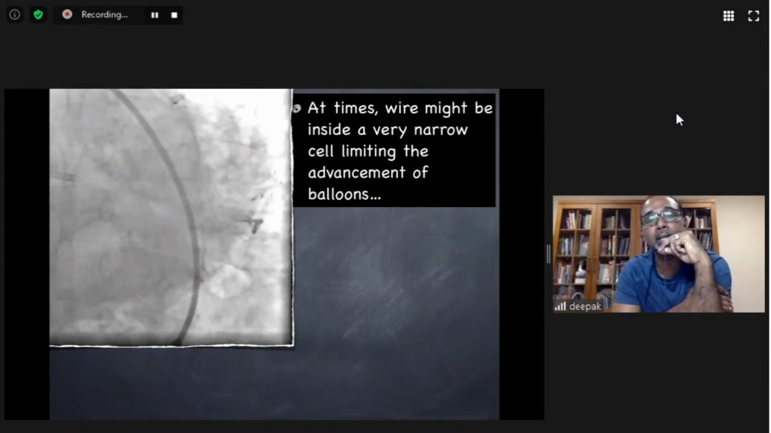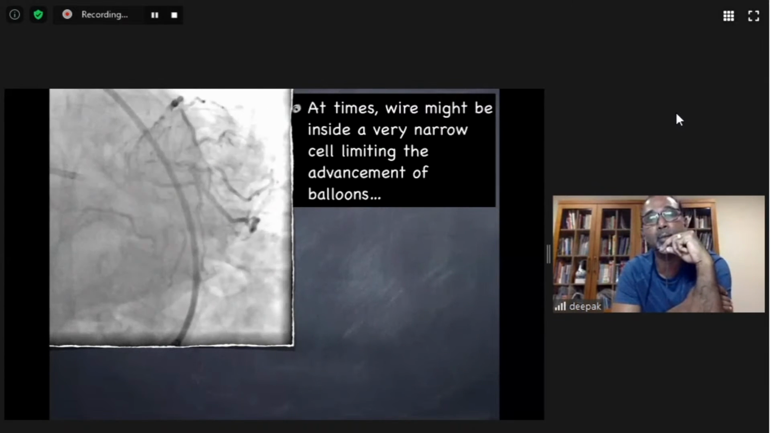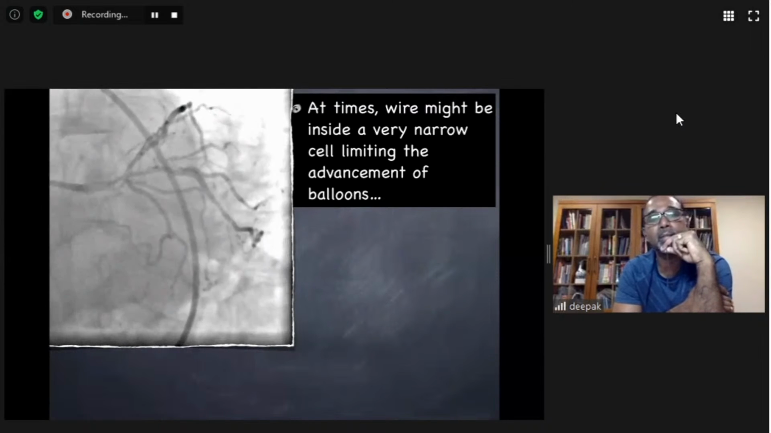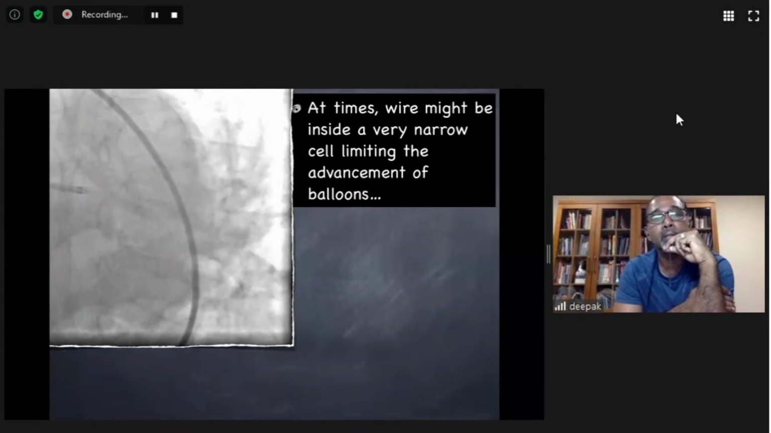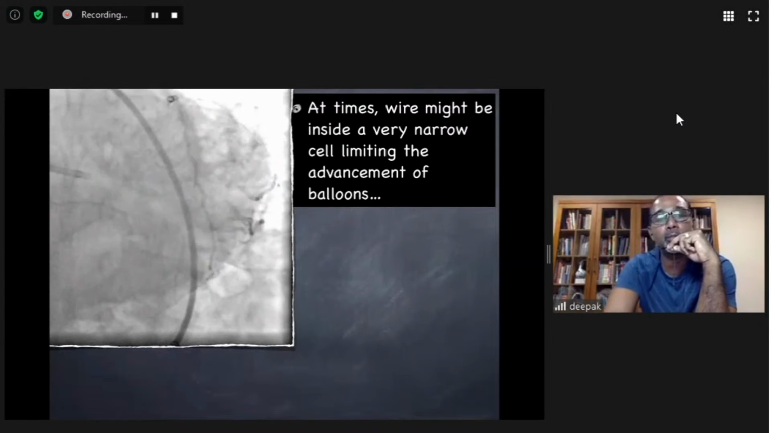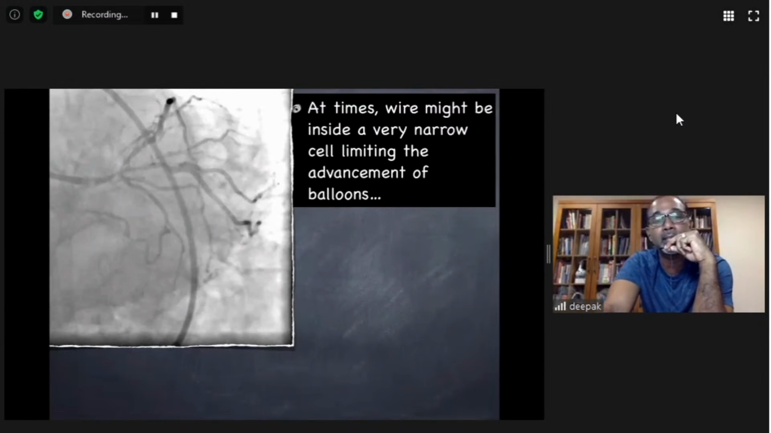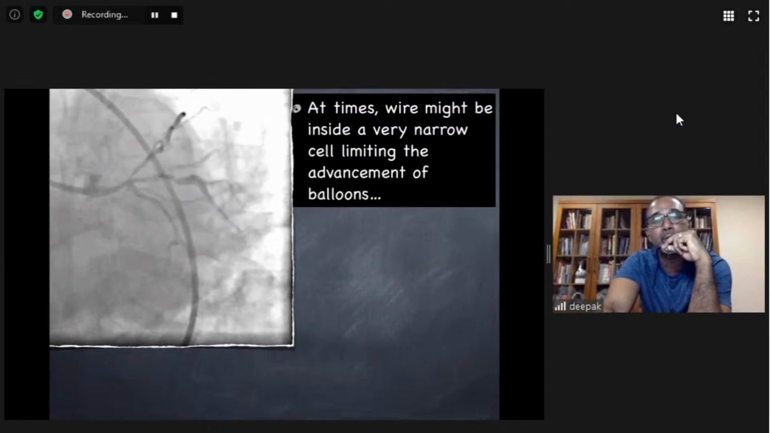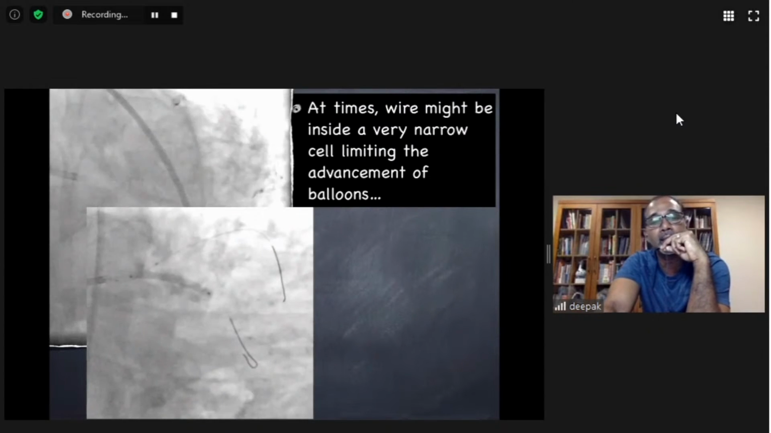This was one scenario wherein we had a difficulty in getting the balloon across into the side branch, which was identified with the help of OCT. This was a left main trifurcation disease. You could see that there is disease at the bifurcation, there is disease at the ramus, which is a huge vessel, as well as the left anterior descending artery.